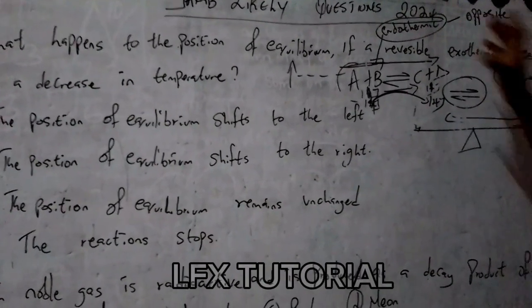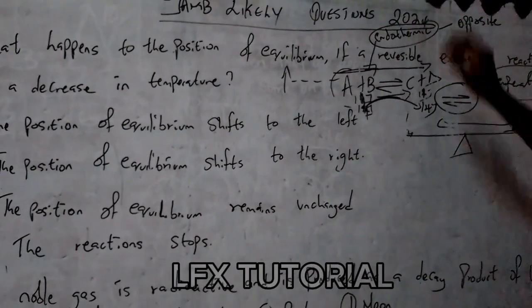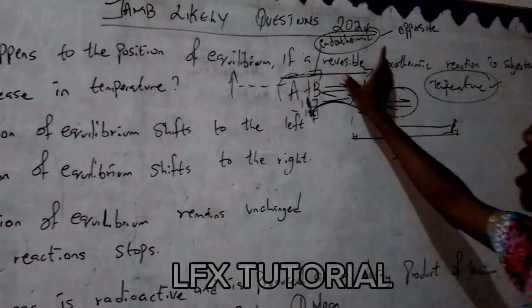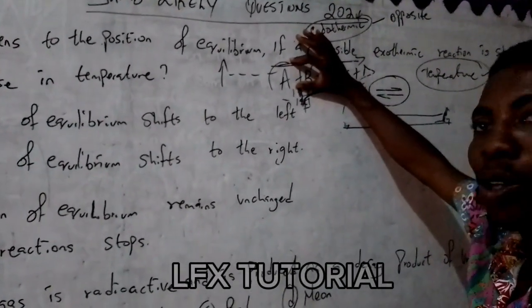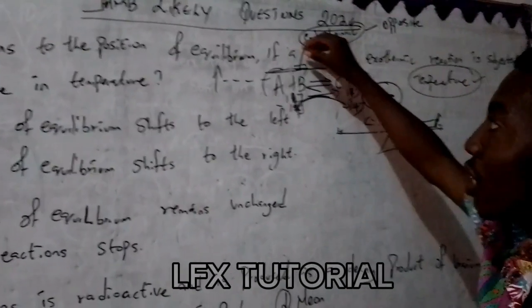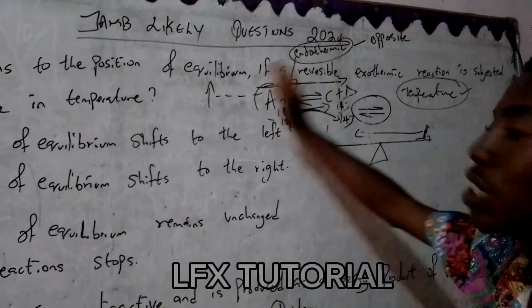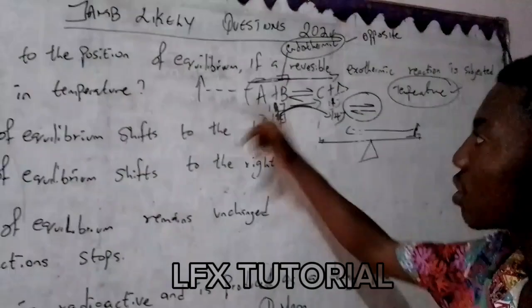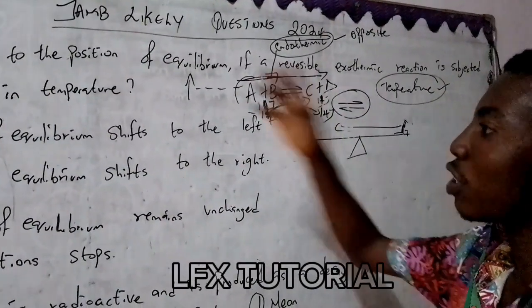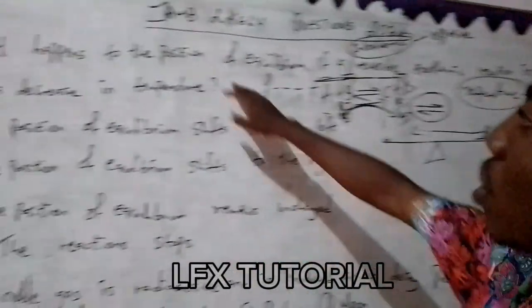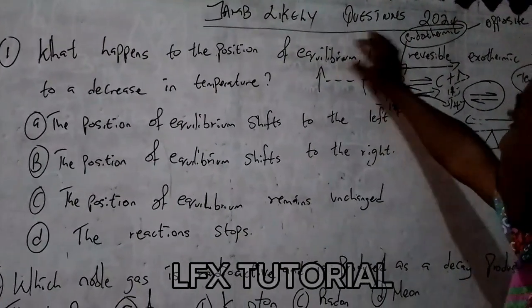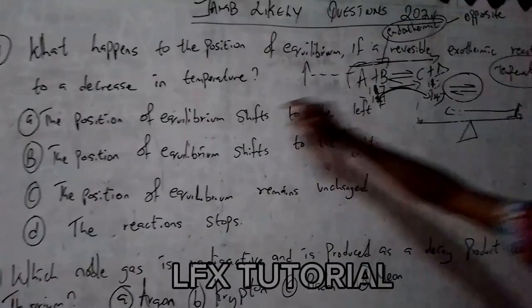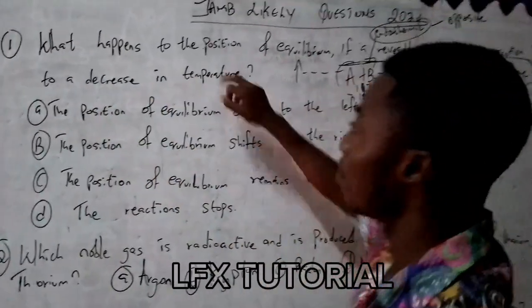But in that exothermic reaction, if you now increase the temperature here, this one will move to this particular side to favor what? The backward reaction. It's opposite. It favors the backward reaction. For this particular question, they ask what happens to the position of equilibrium if a reversible exothermic reaction is subjected to a decrease in temperature.